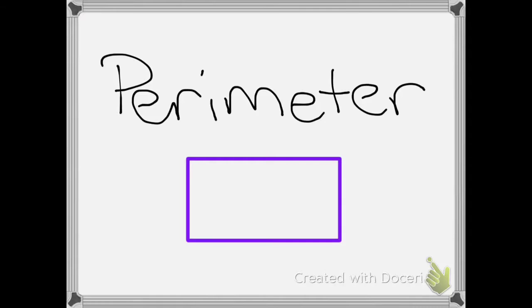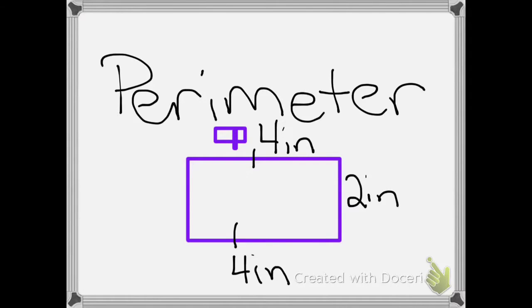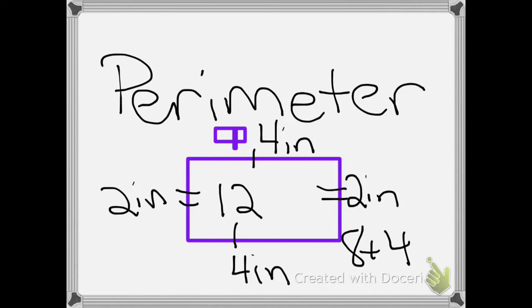For example, if this rectangle here was 4 inches long and 2 inches wide, we could figure out how long around it is. Let's find out. Well, I know that these two sides are equal, so this would be 4 inches. And I know these two sides are equal, so this would be 2 inches. And then I just add up the sides. 4 and 4 are 8, plus 2 and 2 are 4, so the perimeter would be 12 inches because I'm adding them up. Let's break this down.